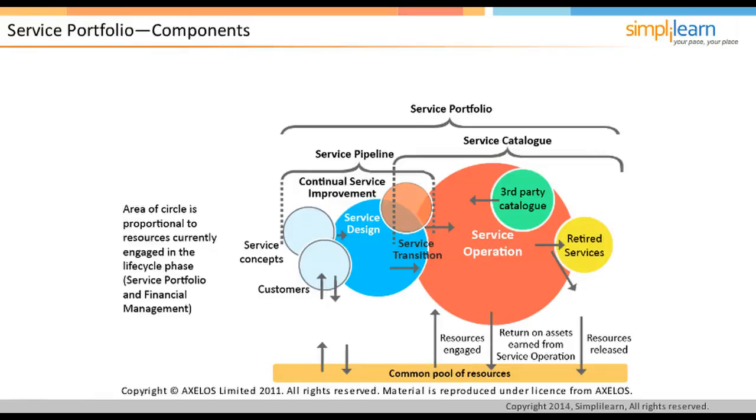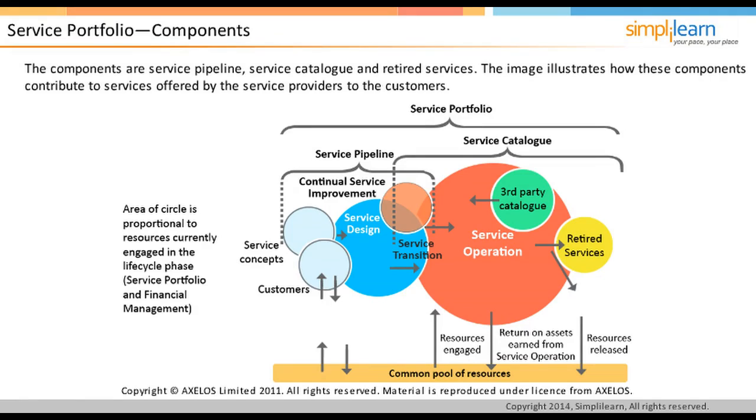The components of service portfolio are service pipeline, service catalog, and retired services. The service portfolio represents all the resources presently engaged or being released in various phases of the service lifecycle. Each phase requires resources for completion of projects, initiatives, and contracts. The portfolio should have the right mix of services in the pipeline and catalog to secure the financial viability of the service provider.